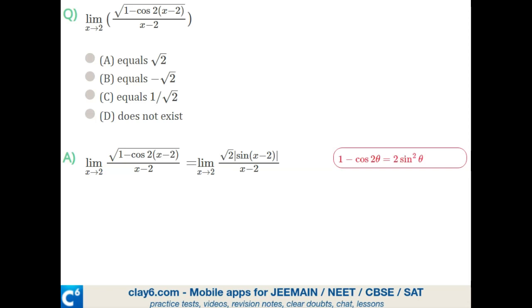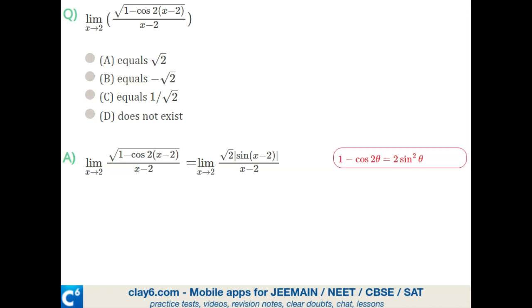For folks who are not aware of this, you can start from cos 2 theta as cos square theta minus sin square theta. Then you can expand it, and you will see that cos square theta is 1 minus sin square theta. So that makes it 1 minus 2 sin square theta. And so you switch the places and you'll get 1 minus cos 2 theta equal to 2 sin square theta.